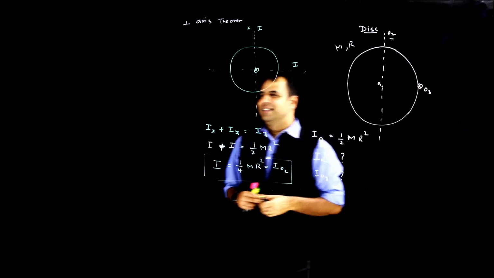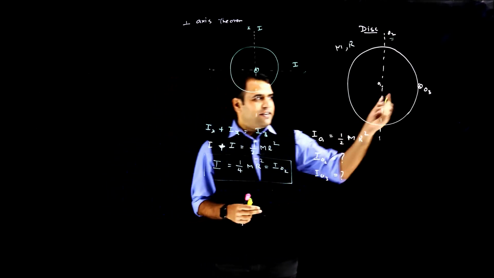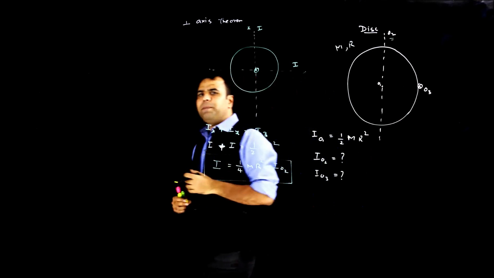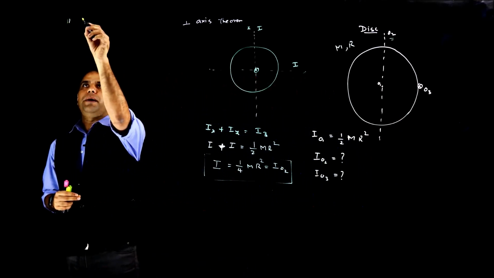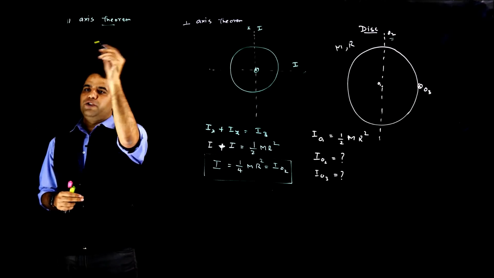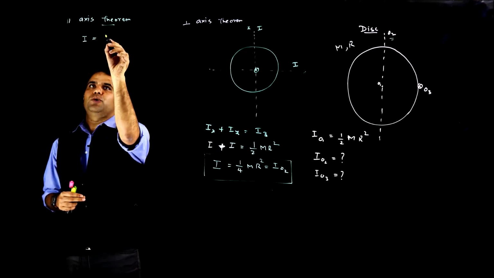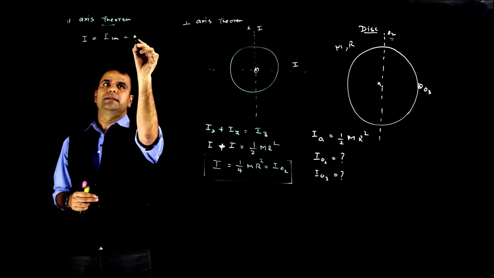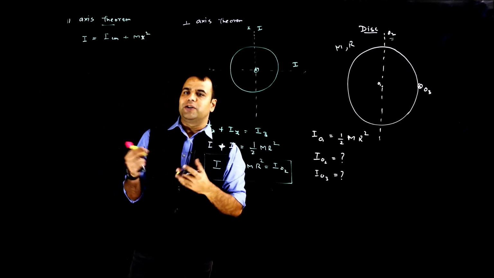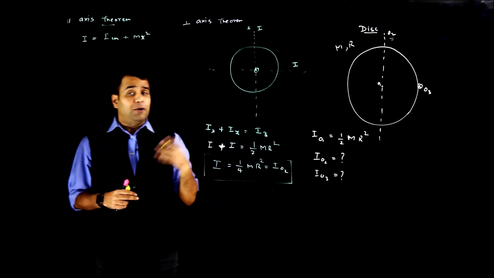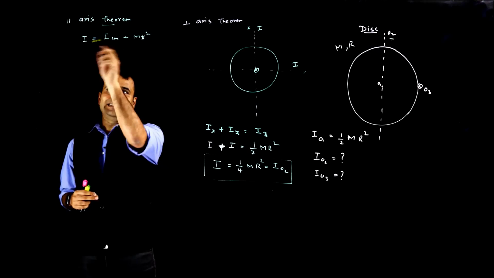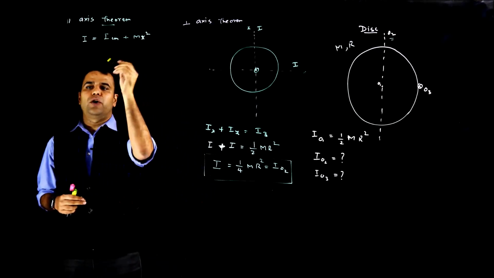Now let's calculate the moment of inertia about this axis. For this, I can use the parallel axis theorem. If you remember the parallel axis theorem, I is equal to ICM plus m x square, where I is the moment of inertia about any axis, ICM is the moment of inertia about the axis passing through the center of mass, and x is the distance between those two axes. These two axes have to be parallel. That's the only condition there.